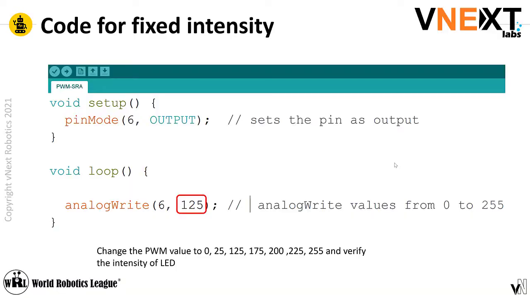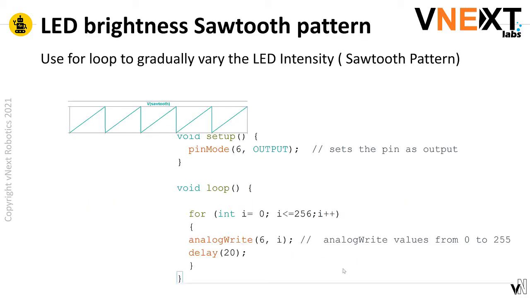Instead of using the for loop, you can also provide a fixed value as the output, as shown in this code. As an experiment, you can change the value of the pulse width and observe the change in LED brightness. Change the PWM value to 0, 25, 125, 175, 200, 225, 255, and verify the intensity of the LED. You can also vary the brightness in sawtooth mode. That is, the brightness increases gradually and then drops to 0.